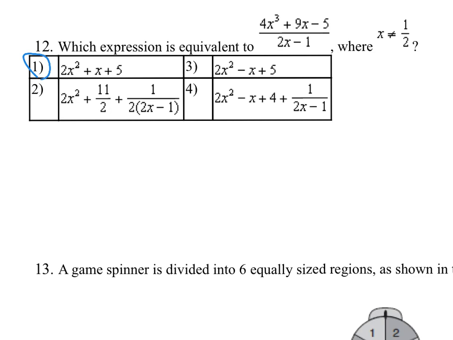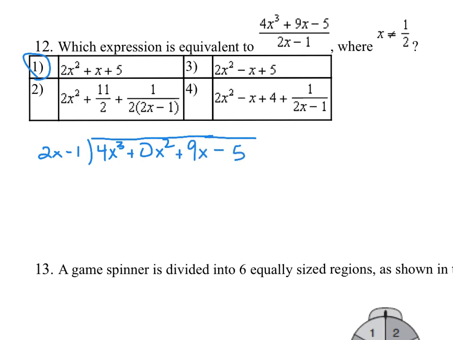Now I'm going to show you the legit mathematical way of doing it, and that would just be by doing long division. So I'm going to take 2x minus 1, and I'm going to divide it into 4x cubed. Now, I notice that I'm missing an x squared term. So remember, when you're missing a term, we write 0 x squared to represent that term that we're missing, plus 9x minus 5.